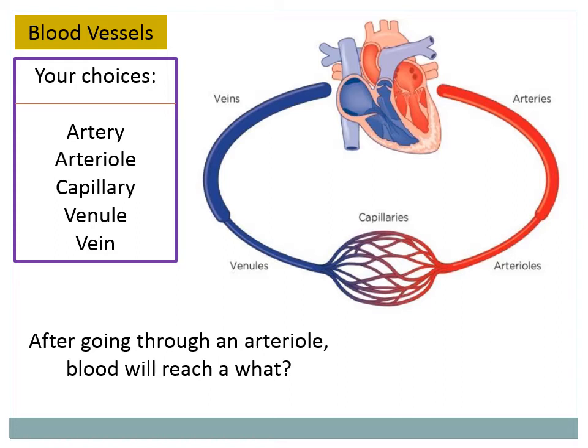So again, starting at the heart, we go from the heart to an artery. Arteries become these cute little arterioles, and then arterioles are going to keep going and they're going to stop right here and become capillaries. So we now have these things called capillaries. We'll talk about what capillaries do a little bit later in this lecture. So from arteries to arterioles to capillaries.